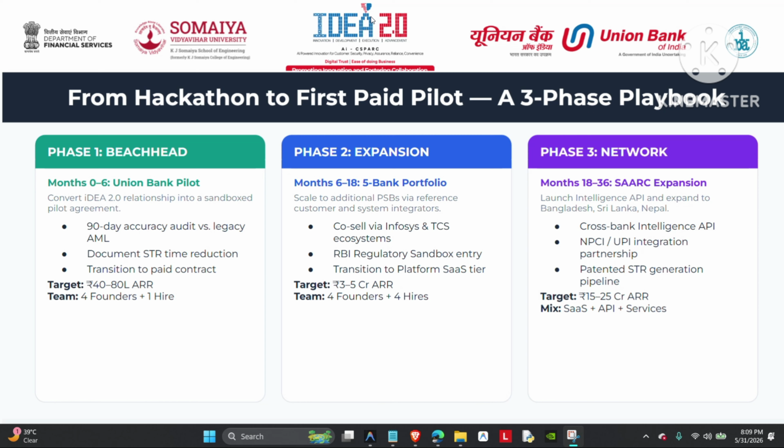Through the IDEA 2.0 program, we have direct engagement opportunities with Union Bank of India. So, our strategy is simple: validate through pilot deployments, expand across public sector banks, and ultimately build a shared fraud intelligence system. NextGen AML transforms investigations from days to seconds, helping banks detect financial crime faster, reduce compliance costs, and strengthen regulatory reporting.